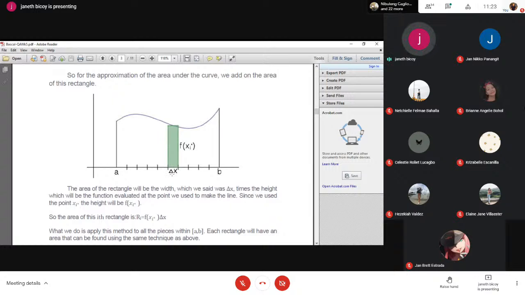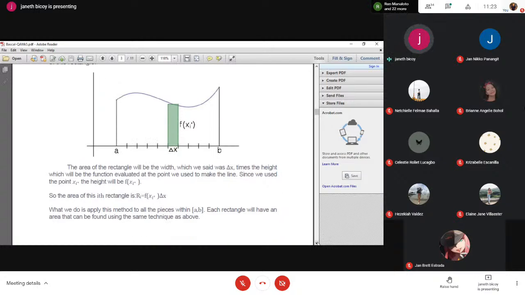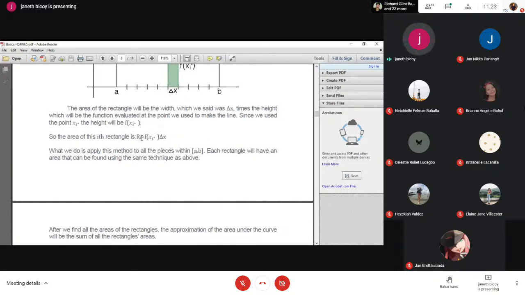So if that is the rectangle, this is your delta x. The height will just be equal to f of x sub i, right in the middle. This is your f of x sub i. So this is the height, and this is the width. Now take note, the area of a rectangle is equal to the length times width. Or the other way around, width times length. Anyway, multiplication is commutative. Okay, so this is only one of the rectangles.